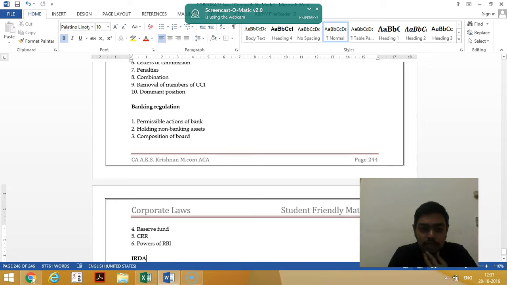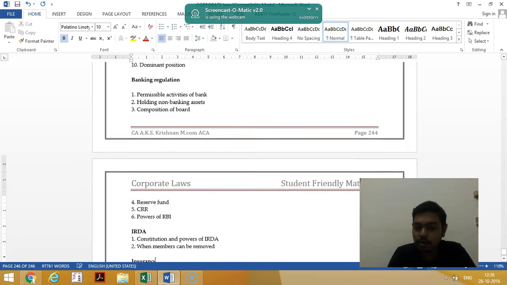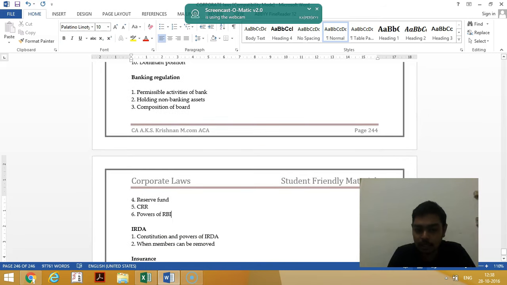Then banking regulation, permissible activities of banks, then holding of non-banking assets, composition of boards, then reserve fund, then cash reserve ratio, powers of reserve fund, that mandatory 20% transfer, then powers of RBI to inspect, charters, takeover.